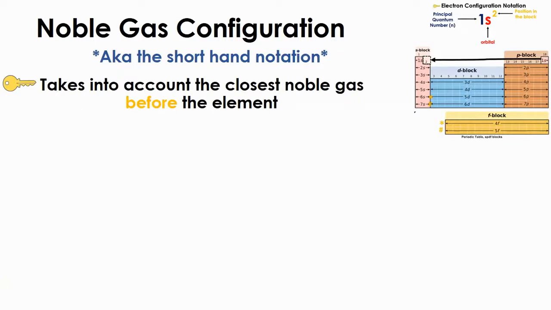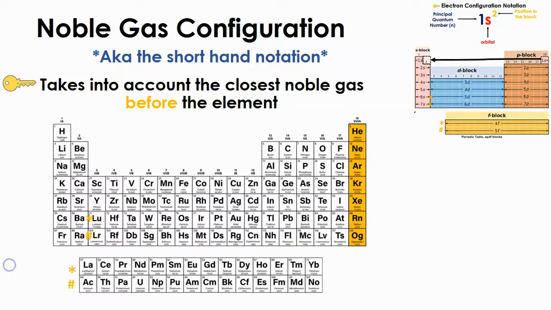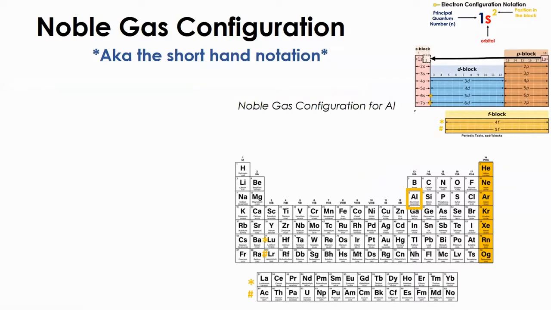The noble gas configuration takes into account the closest noble gas before the element. So if you are looking at a periodic table, the noble gases are in the very last column on the periodic table, known as column 18. All of these elements right here are known as noble gases. When writing electron configuration using the shorthand notation, you need to remember a couple steps.